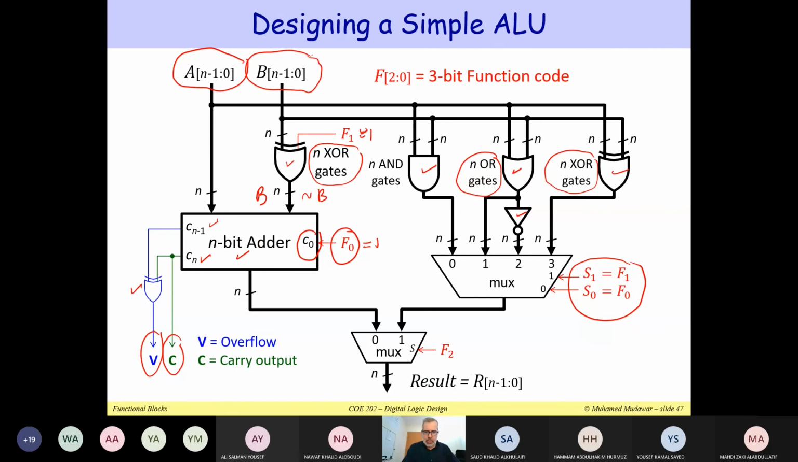That's why we selected using F1 and F0 as my select inputs. Here we have the output of the adder. Here I have the output of this multiplexer. We need F2 for my final selection, to select whether the result is the output of the adder or the output of a logic gate. This is done using F2.